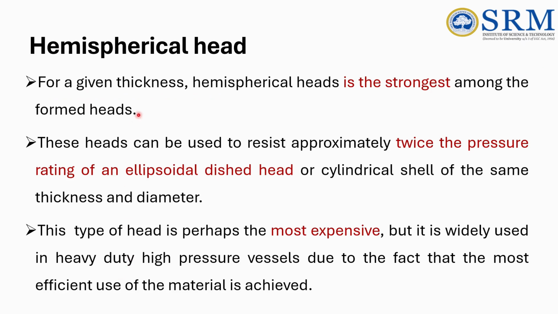Coming to the hemispherical head, for a given thickness it is the strongest among the heads. This head is used to resist pressure twice as much as an ellipsoidal or a cylindrical dished head. But it is the most expensive because it can withstand high duty operation, and the material has been used wisely and efficiently to design this hemispherical head.